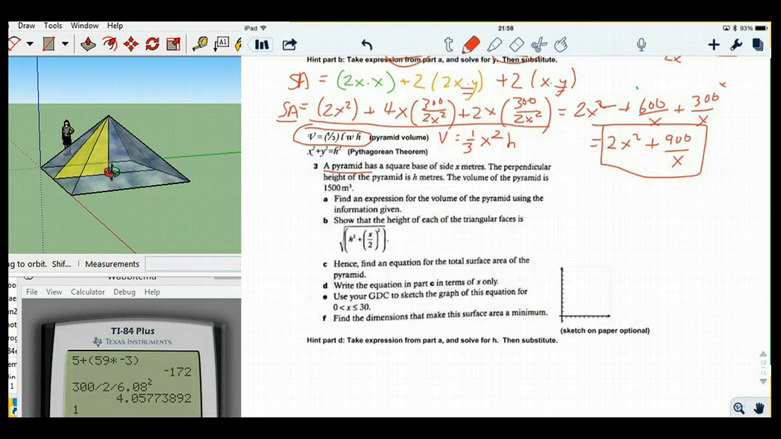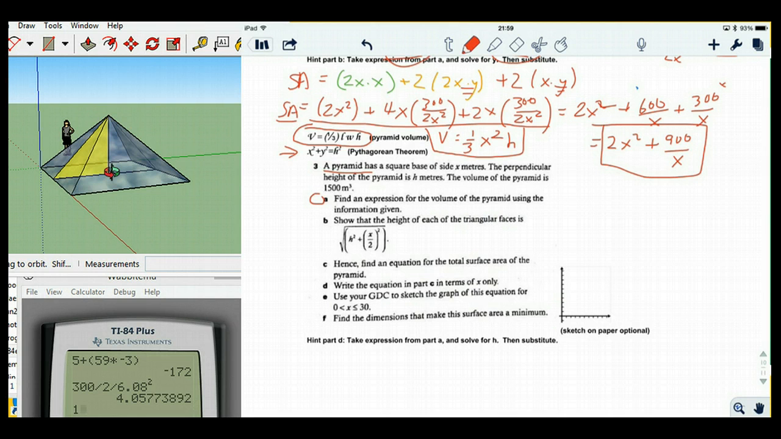The other formula you're going to need is the Pythagorean Theorem: x squared plus y squared equals hypotenuse squared. So the first thing it asks for is to find an expression for the volume of the pyramid using the information given, and we just did that. Volume equals 1/3 x squared times h.